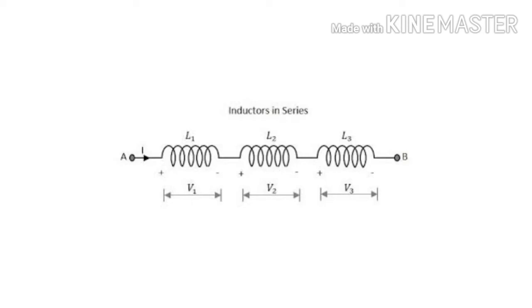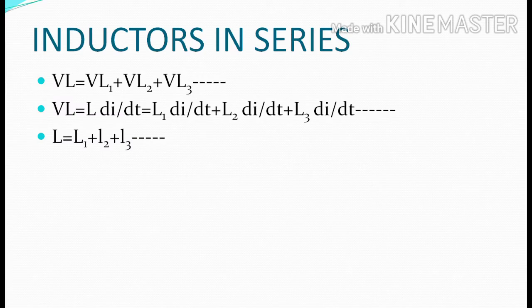Next, when inductors are connected in series and inductors are connected in parallel. When inductors L1, L2 and so on are connected in series, the voltages are different. As we know in the series concept, voltages are different. Total voltage across the inductance equals the voltage across inductance 1, 2 and so on. So VL equals VL1 plus VL2 and so on.